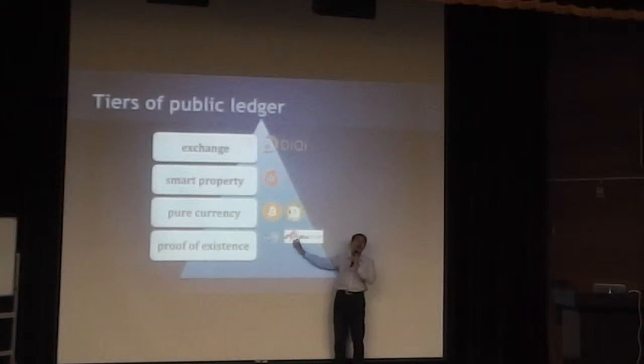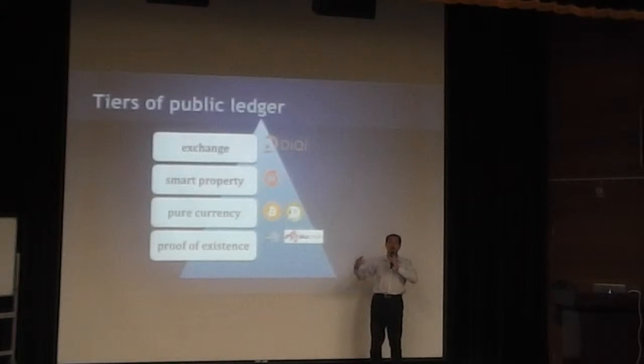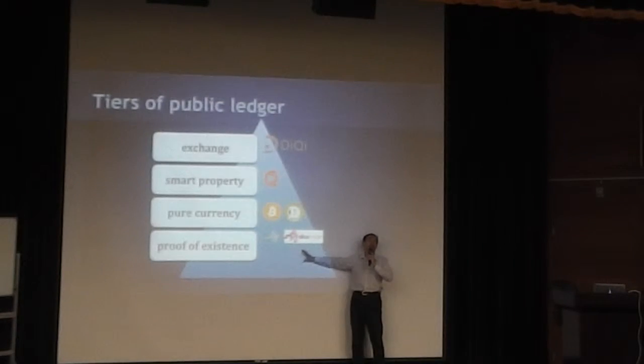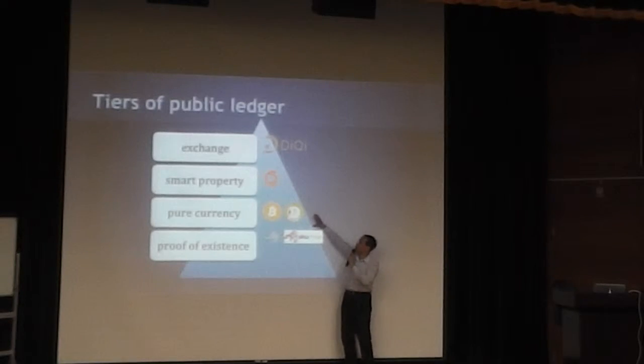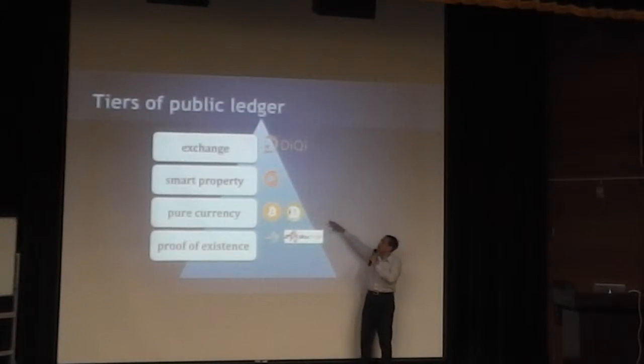They are trying to prove this artwork does exist, and this medicine is real, for example, that this drug is correct. We have a lot of food safety issues in Taiwan and China, so a lot of people are innovating in this area using public ledger technology. And tier 2 is the virtual currency world, like Bitcoin and DiQi and so on.